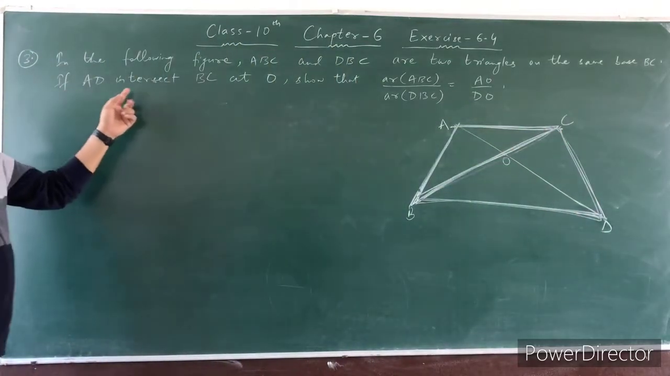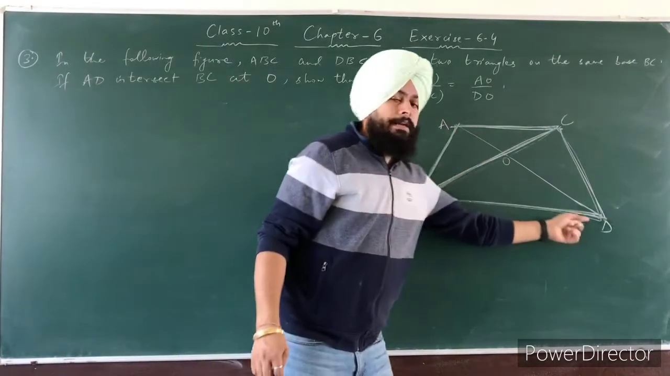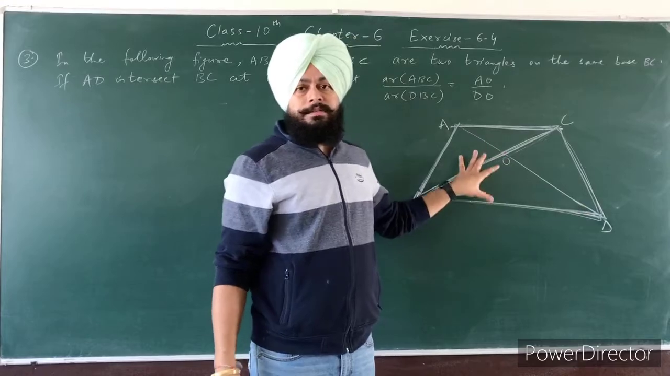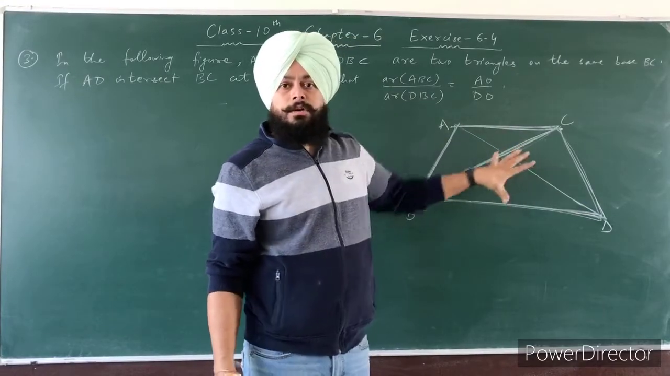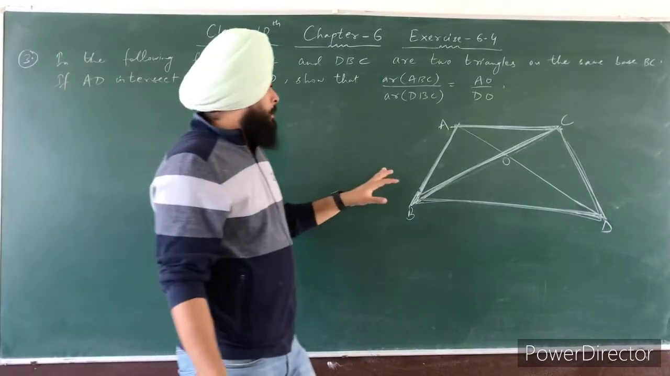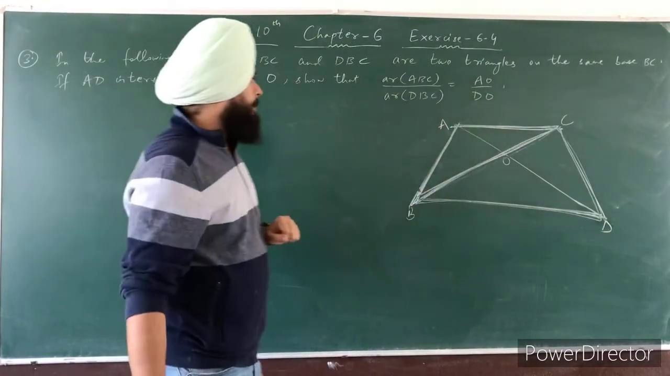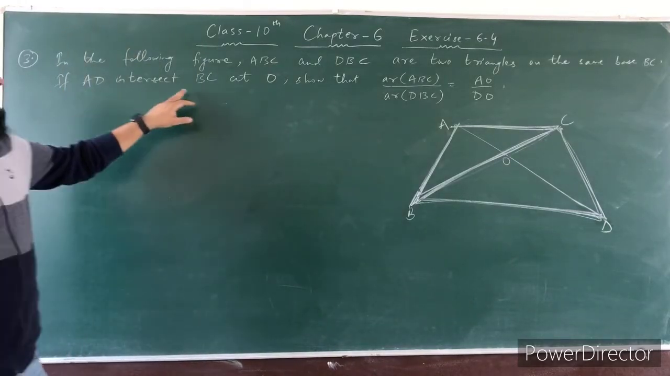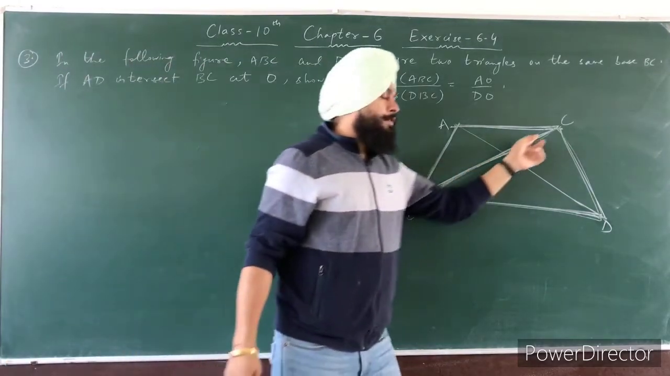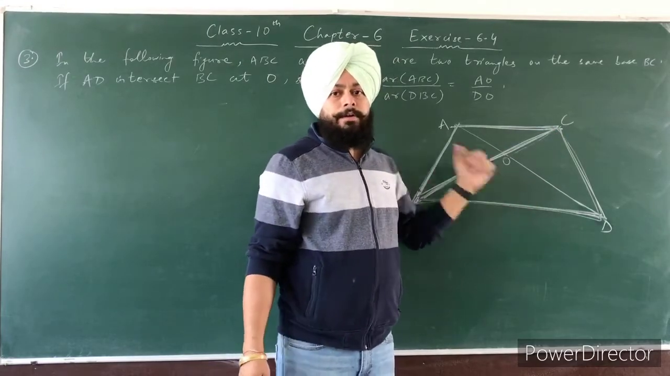If AD intersects BC at O, this is AD. AD is the diagonal of this quadrilateral. It is not a trapezium. Trapezium is not given in this question. So AD is the diagonal of this quadrilateral. AD intersects BC at O. BC is also a diagonal. So both of these diagonals intersect at point O.